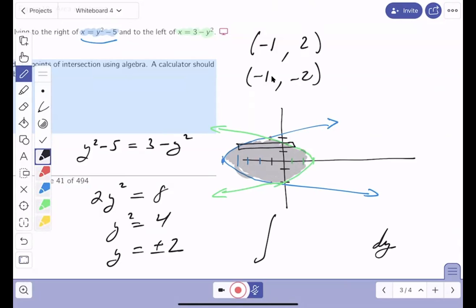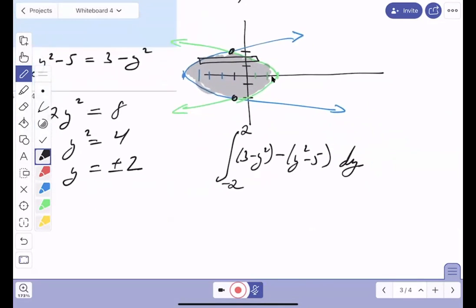And what are we starting at? Well, again, I want to point out these points are really important. I'm going to be starting at the lower limit, which is minus 2, and moving up to the upper limit, which is 2. We're moving along the y's. What's the upper curve? It's the green one. So it's going to be 3 minus y squared minus the lower one, which is y squared minus 5.